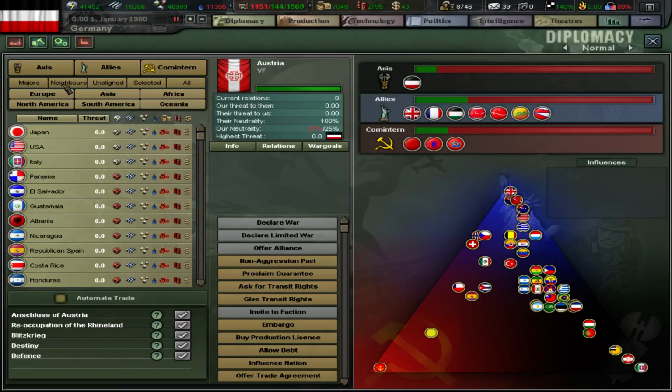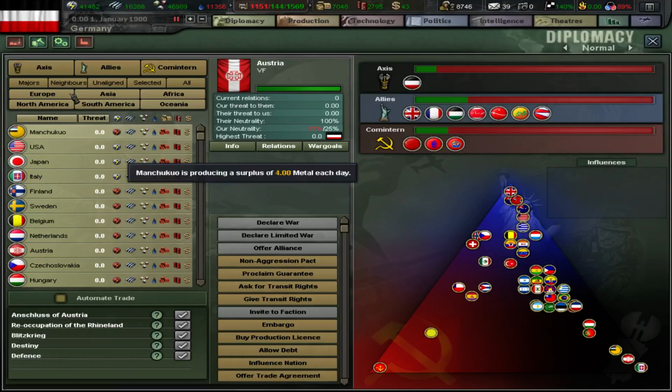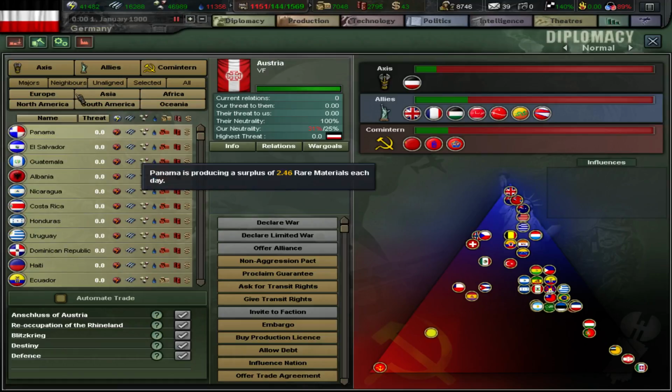So right now if we hit it once, you see it's colored. Right now Japan has a surplus of 4 energy a day. They have a surplus of 4 metal a day. Jesus. Well, Manchukuo has a surplus of 4 metal a day. Panama has the highest rare metal surplus right now at 2.